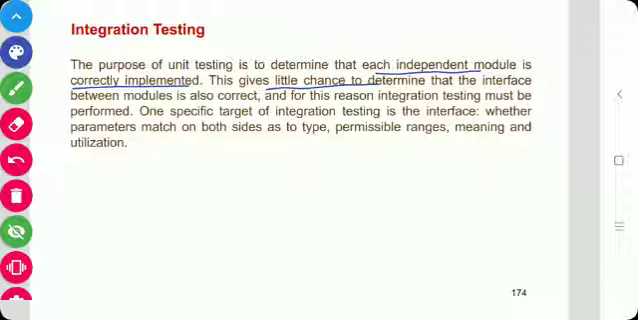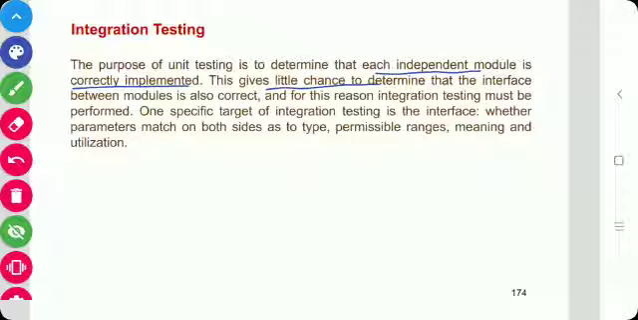One specific target of integration testing is the interface, whether the parameters match on both sides. When parameters are passed between the modules, whether those parameters match on both sides according to their type, their ranges, their meaning, and their utilization.